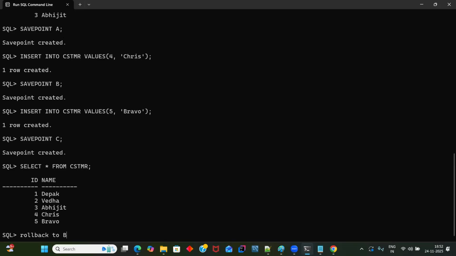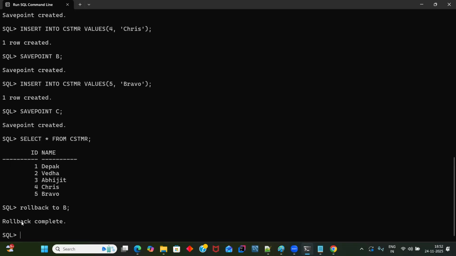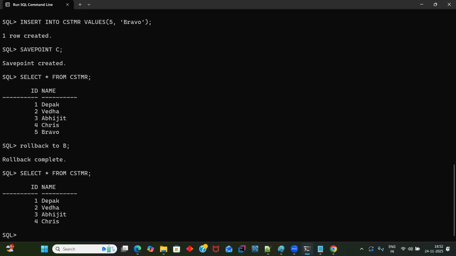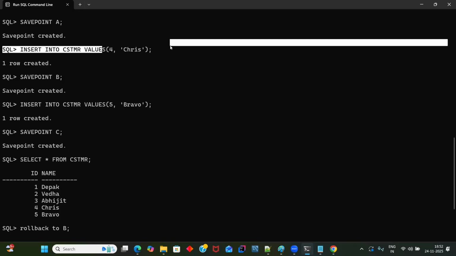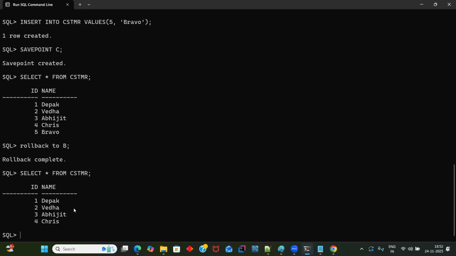to, and you have to tell the point. You have to tell the point A, B, or C. Rollback to, space, that point. When you hit enter, you can see a message, rollback is completed. Then if you run your select query, you'll see a table with the B save point state, because save point B was created after inserting the fourth row. So you can see the data as this.